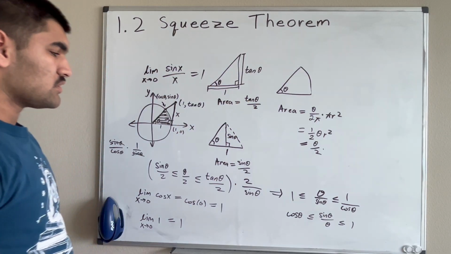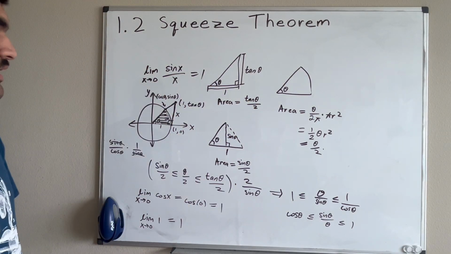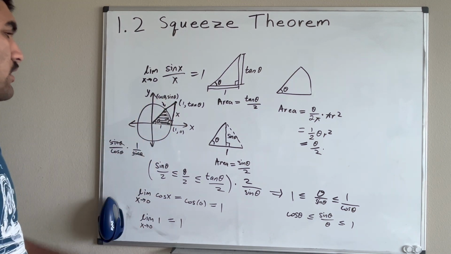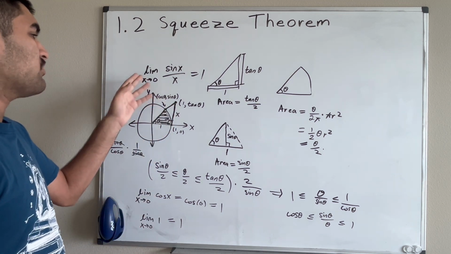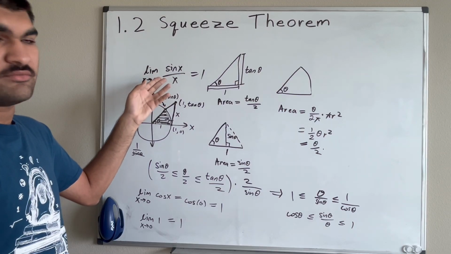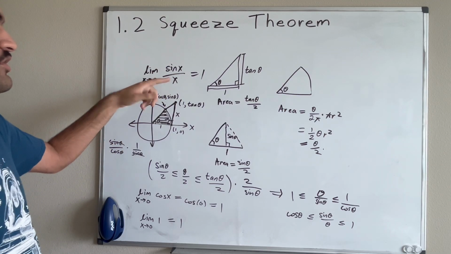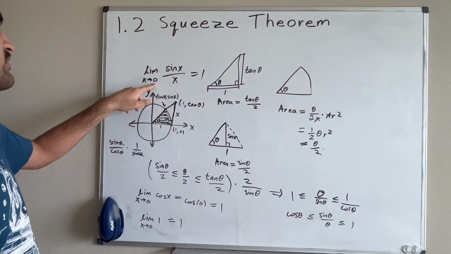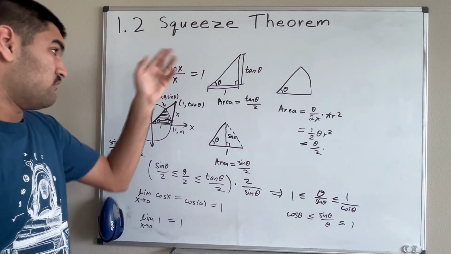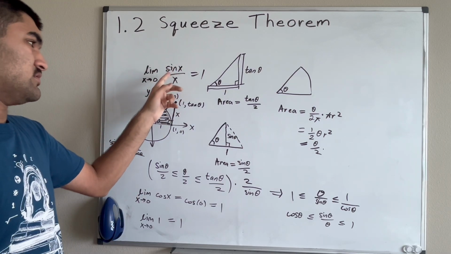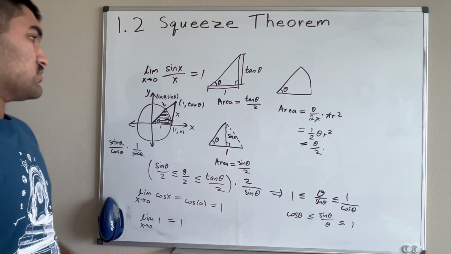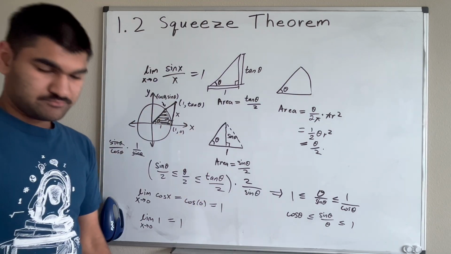Okay? So this is basically how you can use the squeeze theorem to help find limits. Because remember, if we tried finding the limit without using the squeeze theorem, we would run into a problem immediately, because we'd have to substitute in 0 in the denominator, and so we get a 0 over 0 situation, right? Because sine 0 is 0, and then 0, so 0 over 0, an indeterminate form. So therefore we have to use the squeeze theorem.